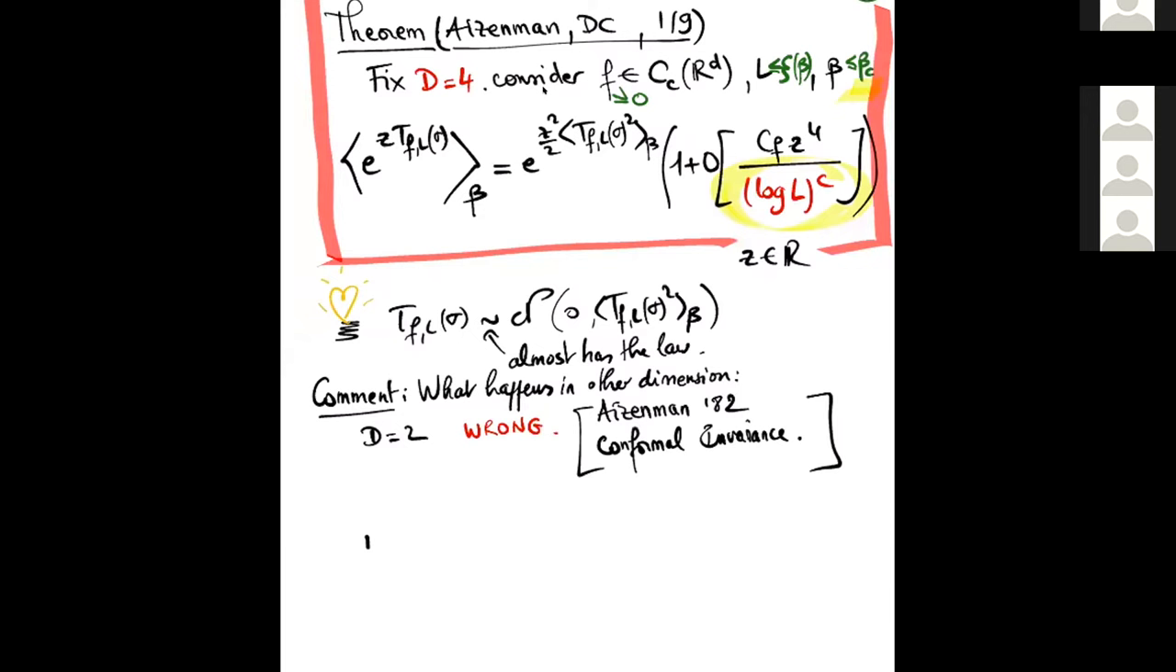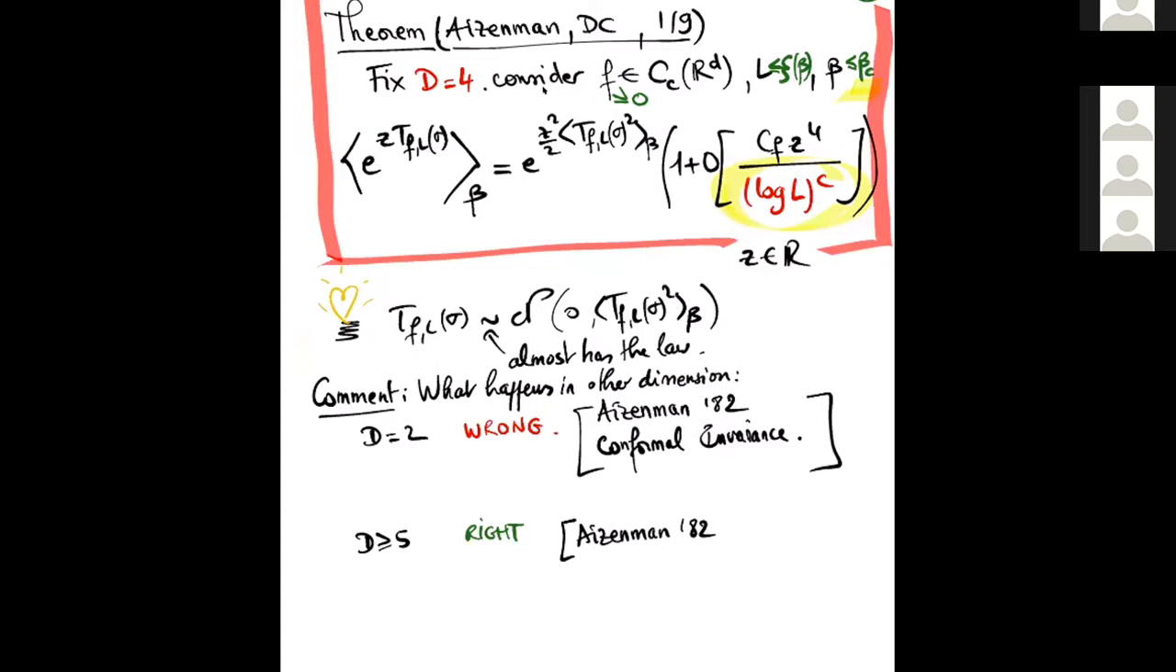The second thing of interest is dimension five and more. In dimension five and more, the result is right. Indeed, the process is Gaussian. So if you take large scale averages of Ising in dimension five and more, it's Gaussian. This is a very classical result by Aizenman in 82, and it is actually the same result as here. It's the same thing.